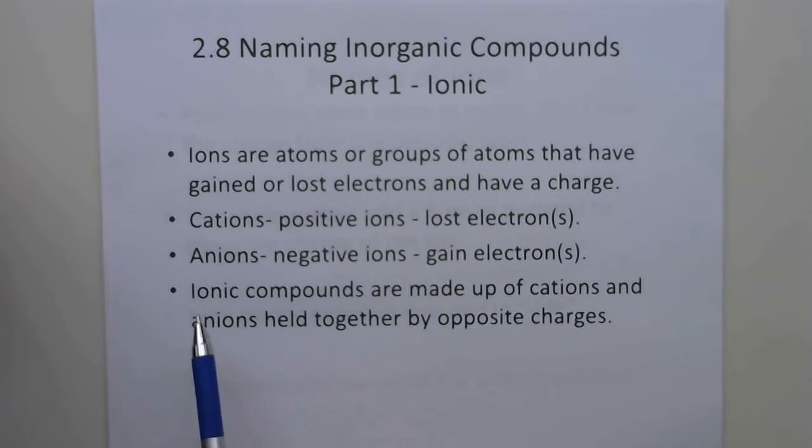So we're going to be learning how cations and anions can come together to form ionic compounds. Ionic compounds are made up of cations and anions, held together by their opposite charges.